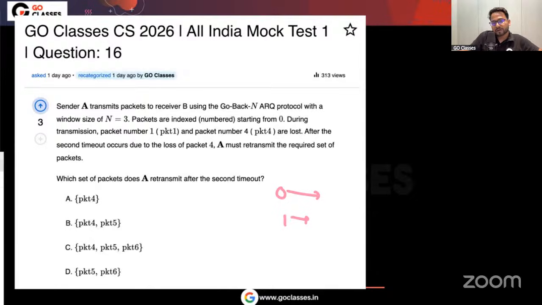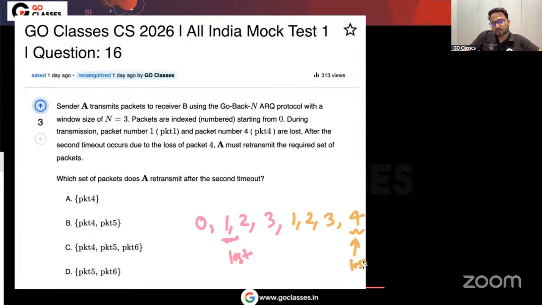So let me write in the horizontal way. So basically 0 you have transferred, 1 you have transferred, 2 you have transferred, 3 you have transferred. And they are saying that packet number 1 actually lost. If this is lost, then probably you might have retransmitted 1, 2, 3 again, which is fine. And packet number 4 is also lost. So now this is also lost.